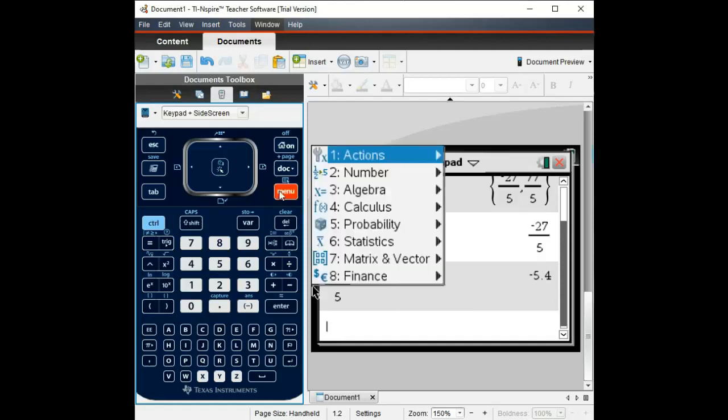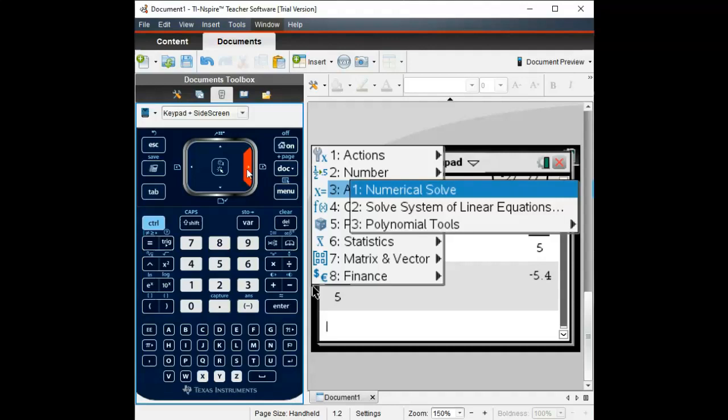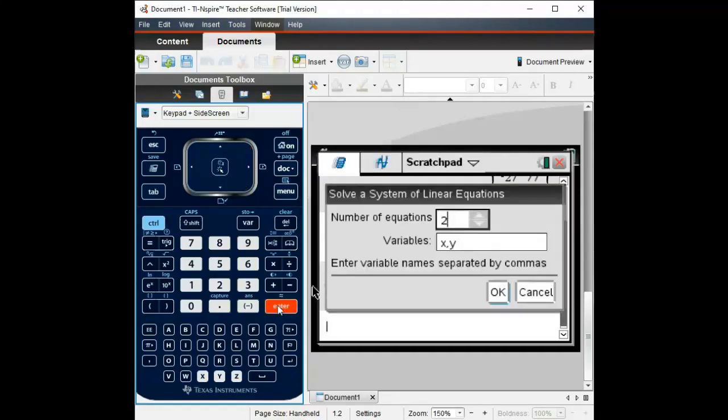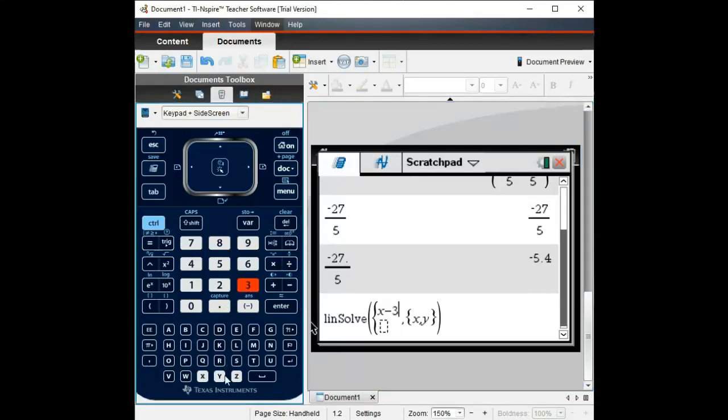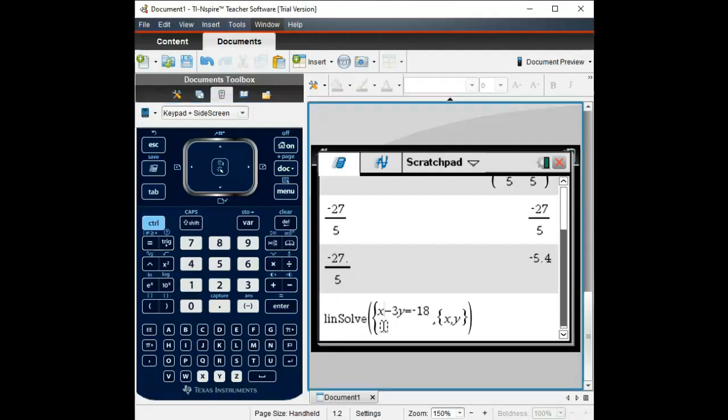So I'm going to go back, hit menu again, go down to algebra, click to the right, go down to solve system of linear equations, hit enter, hit OK. Yes, it has two equations. And let me put the top equation in. For h, it's x minus 3y equals negative 18. And for the equation on the bottom, for h, it's 9x plus 4y equals 9. And I'm going to hit enter.